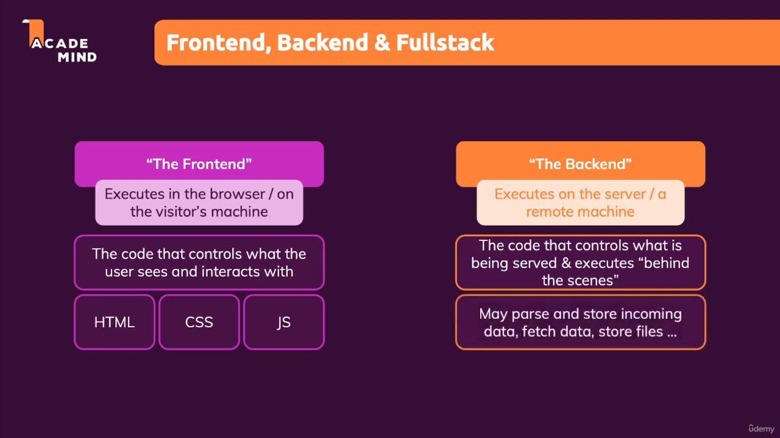So it's this backend where you can do data parsing and storage, fetch data, store files, and do all these things that need to happen on a central machine, which is the same for all visitors. Because, for example, when it comes to uploading profile images, you need to store these images on your own machine, which belongs to you, the website owner, because otherwise not all visitors would be able to see that image. I hope that makes sense.